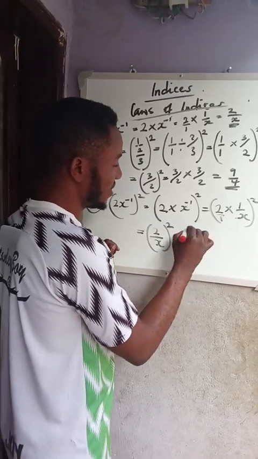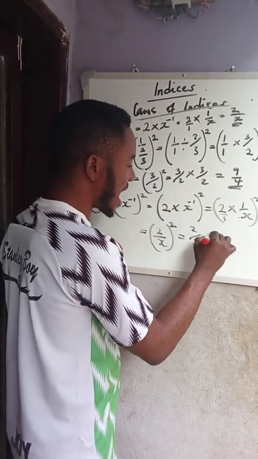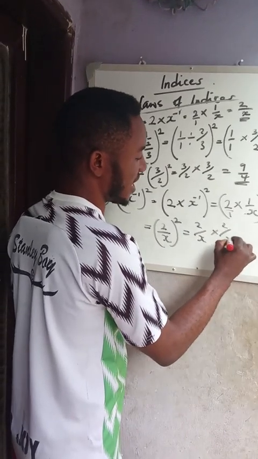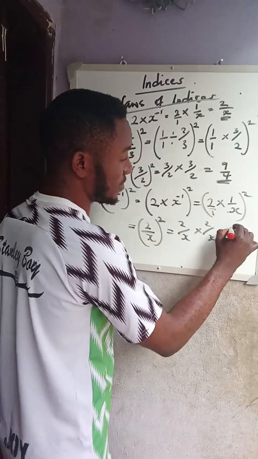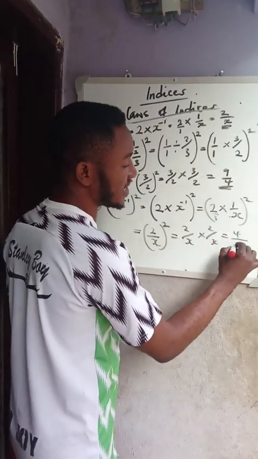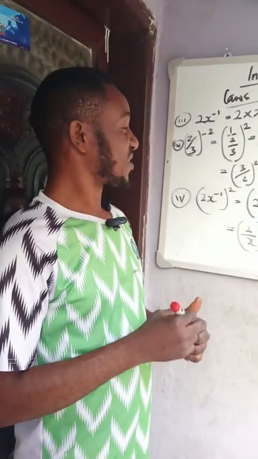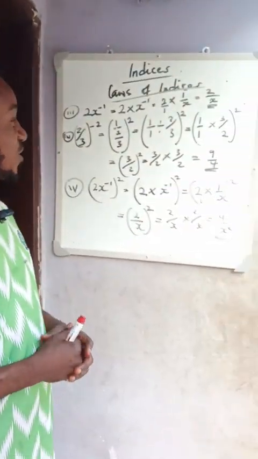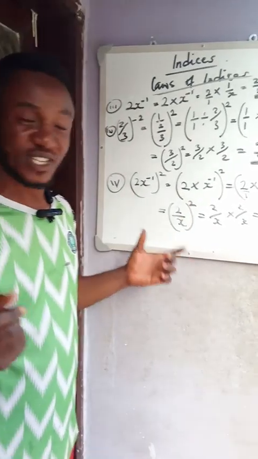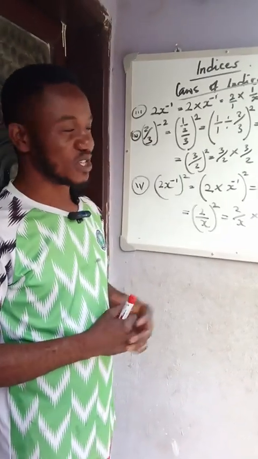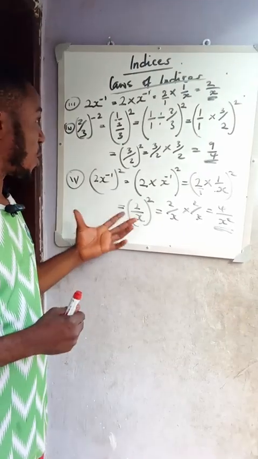This is at the same time saying 2 over x times 2 over x, giving me 2 times 2 will give me 4, and x times x is x squared. This becomes your answer. So you can see that the laws of indices are very good. They are very sweet when you understand them in solving mathematical questions. There are several laws, but I only discussed 2.